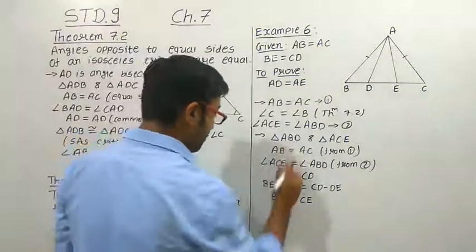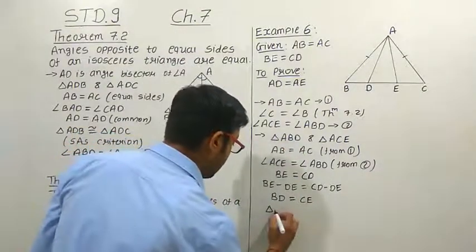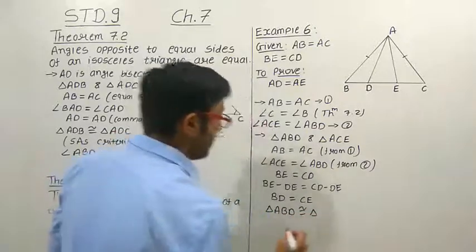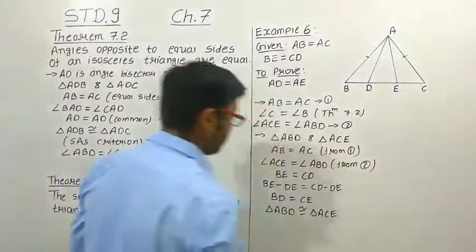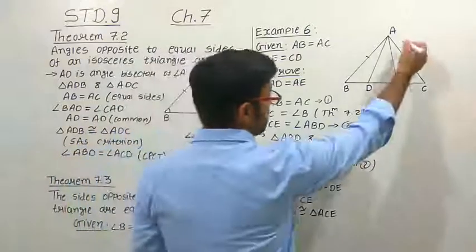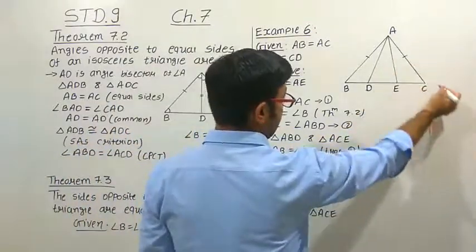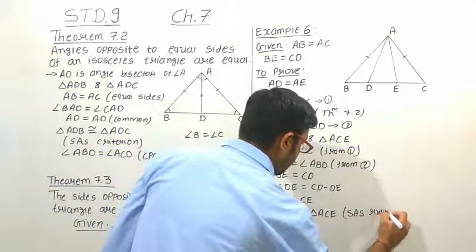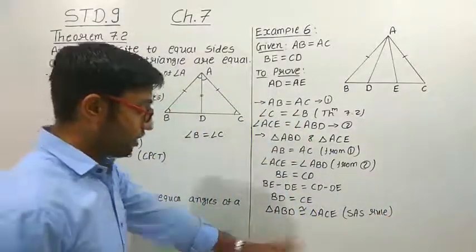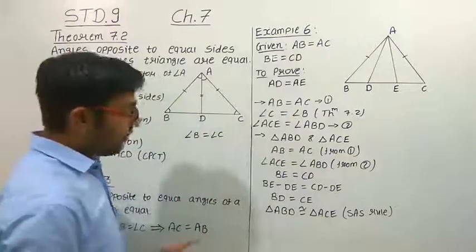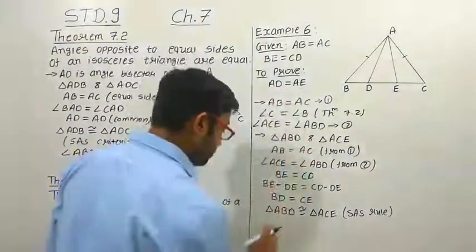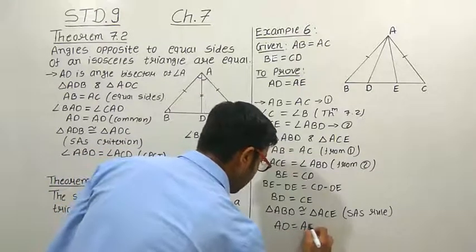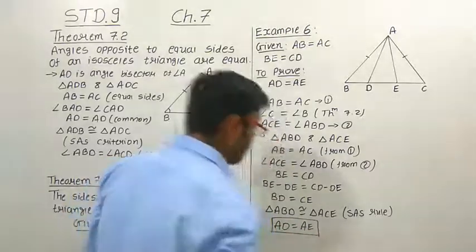Now see, both these triangles we can write down are congruent. Triangle ABD is congruent to triangle ACE. Right? Now which criterion is there? One side is there, this angle and this side. That means side angle side. So we can write it by the side angle side rule or side angle side criterion. Now as the two triangles are congruent, according to CPCT we can write down side AD is equal to side AE. So this is the required result.